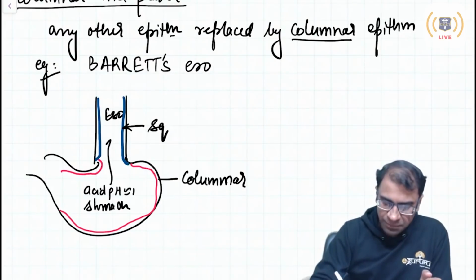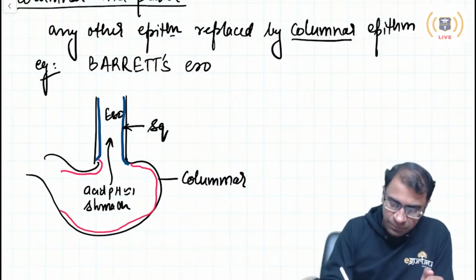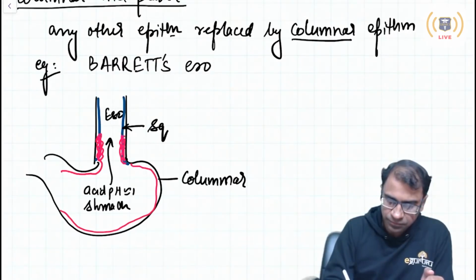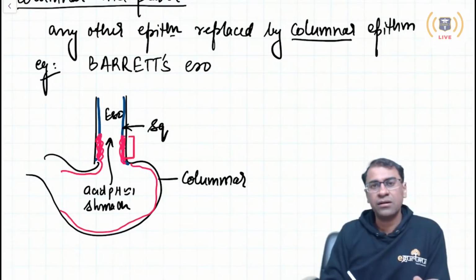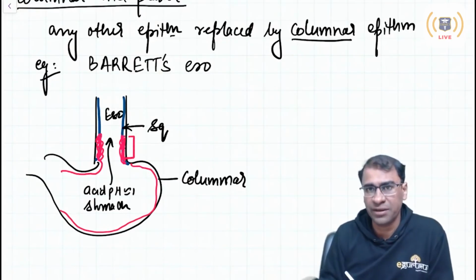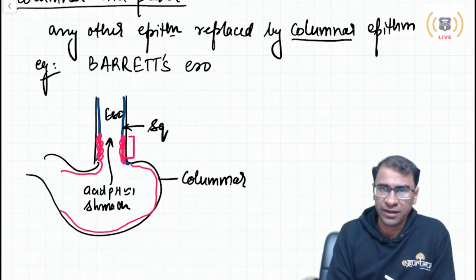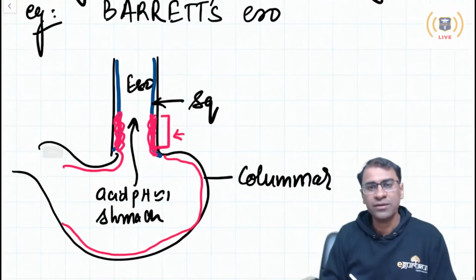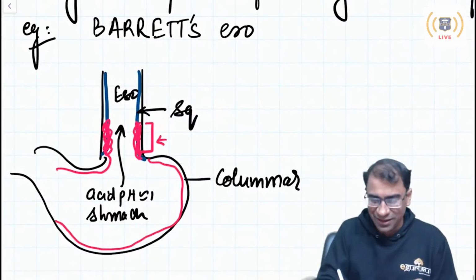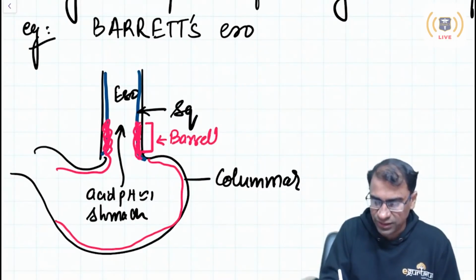The moment the acidic pH goes to the lower part, this part here also gets inflamed. Acid. Now this lower part here has got inflamed. Because it has got inflamed here, this will be, yes, Barrett's esophagus.